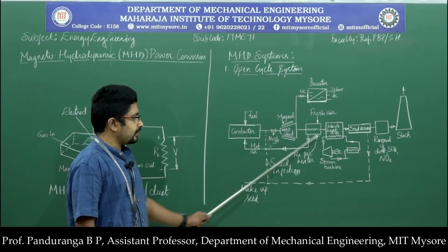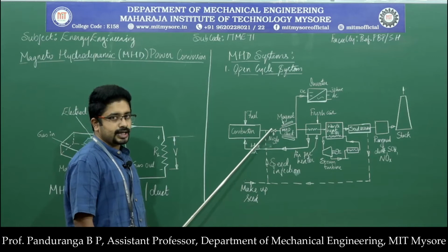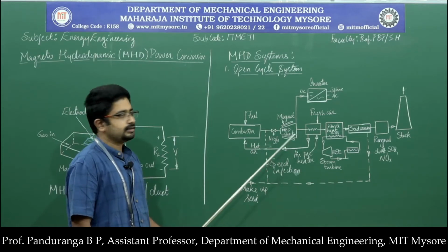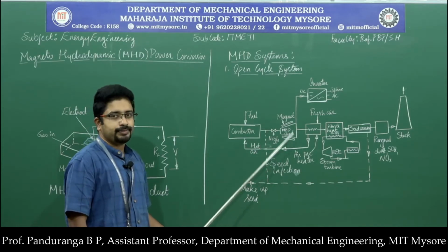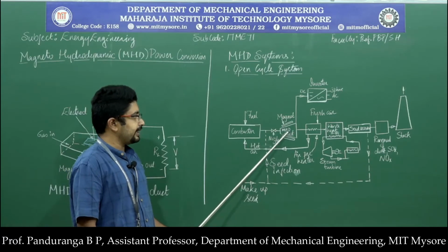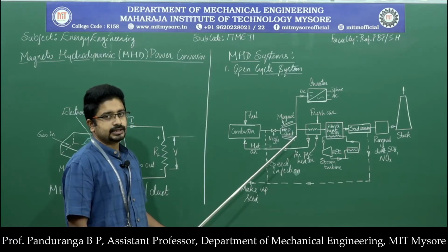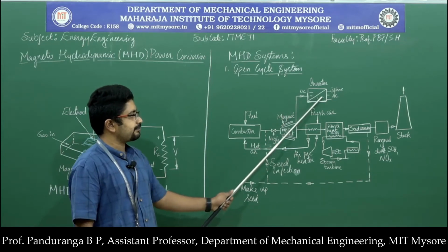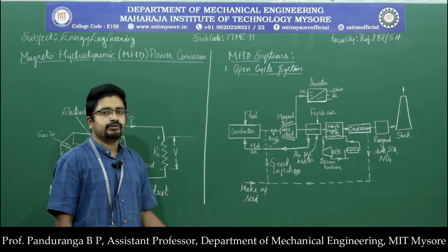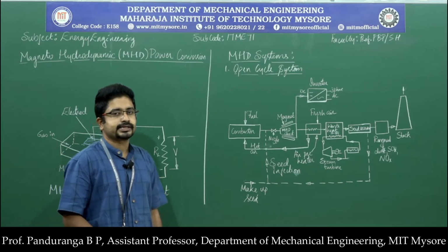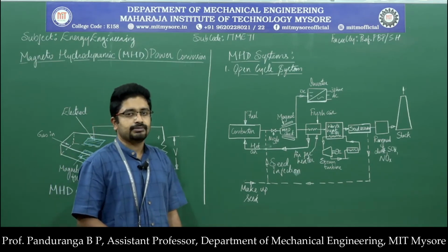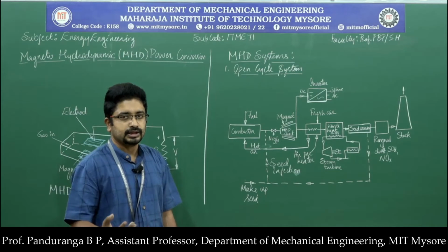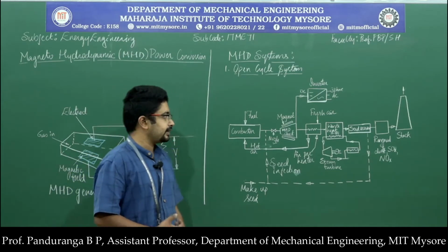The gases are moving in the horizontal direction. Magnetic fields are applied perpendicular to that, and there will be electrodes which catch the charged particles, and that DC current will be supplied to an inverter which converts it into a 3-phase AC current which can be transmitted through our existing power grid.